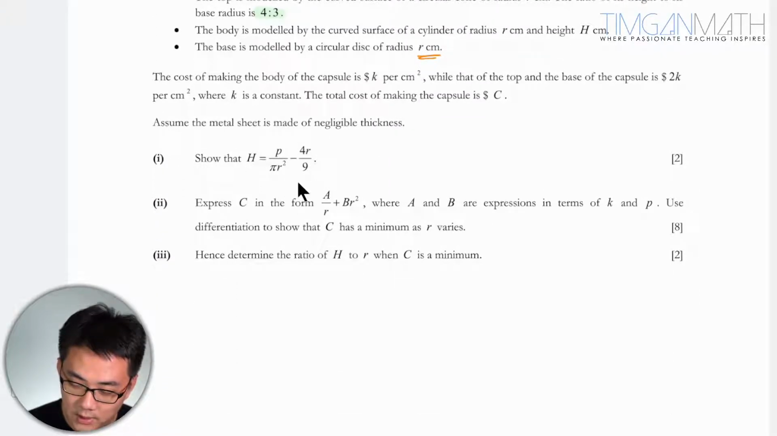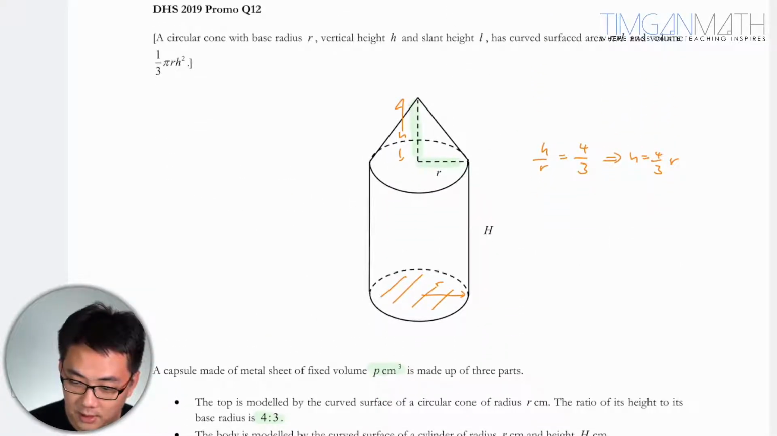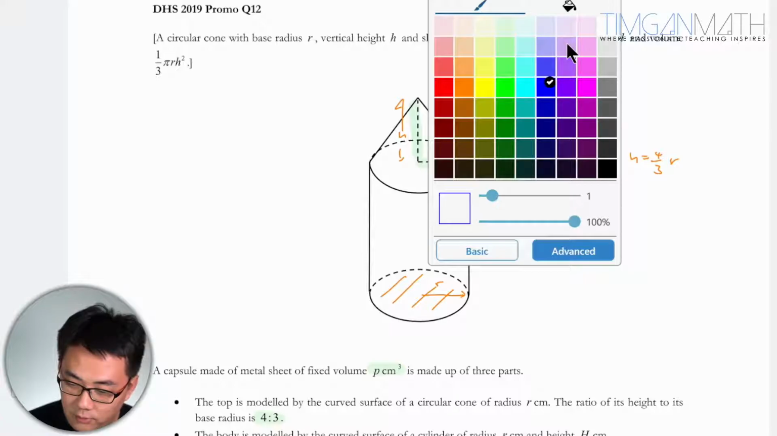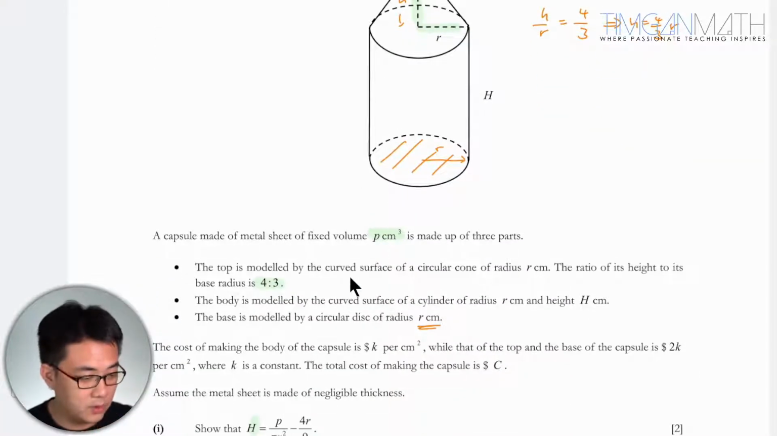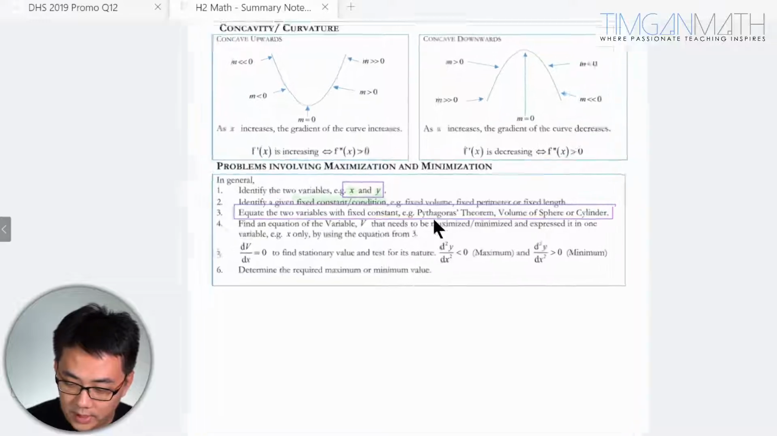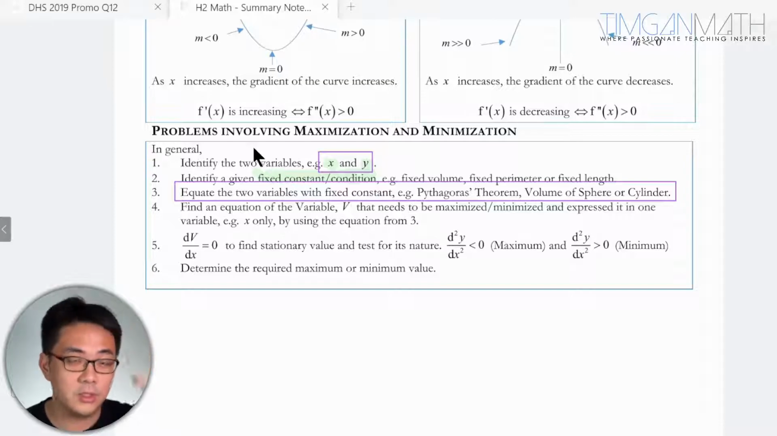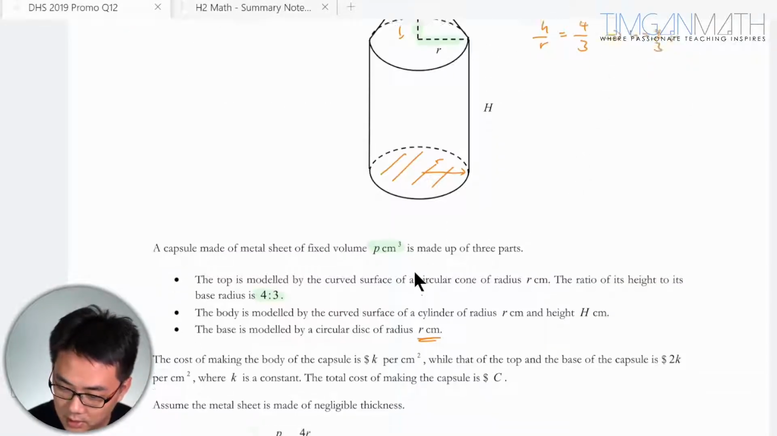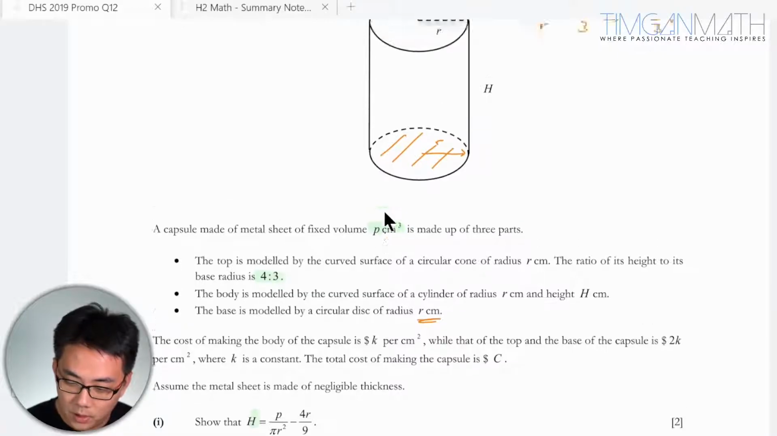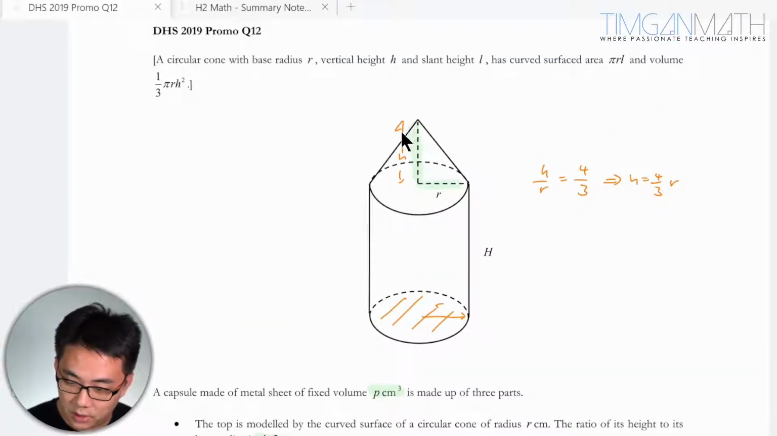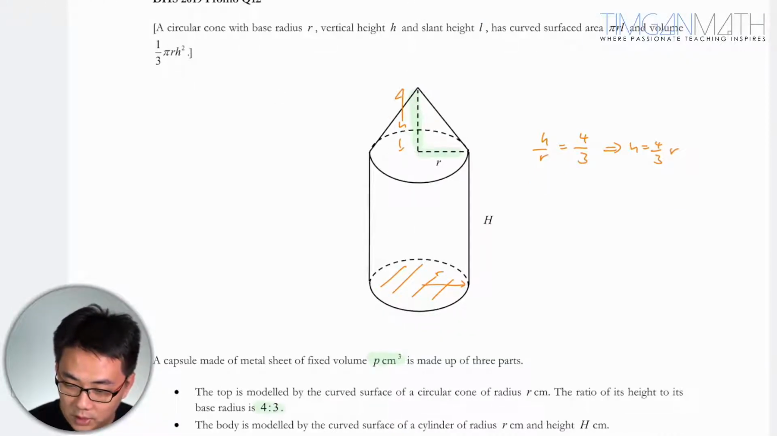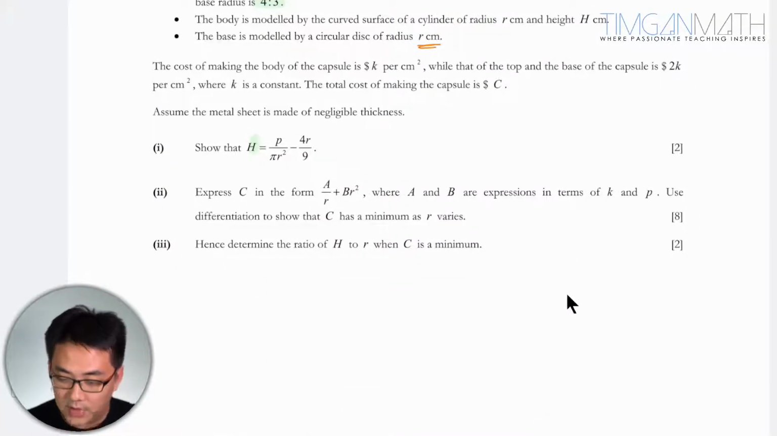I think the cost has nothing to do with this H here, because what you need to know is that there's a fixed condition here, which follows what we have in our summary notes. In this case, always know that there are 2 variables at play, typically x and y in the question. Then there's a fixed condition. Here the fixed condition is the volume P cm cube. The 2 variables will be this r and this H, because the small h is in this ratio. So the 2 variables are r and H.